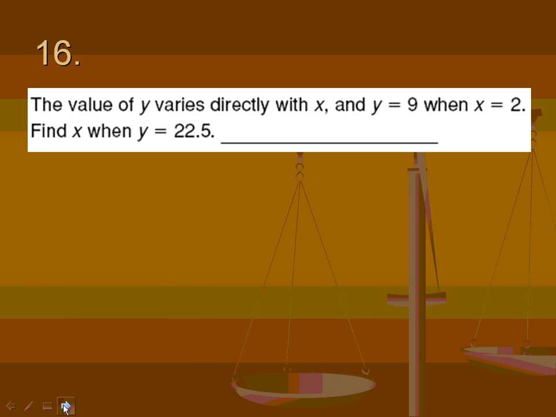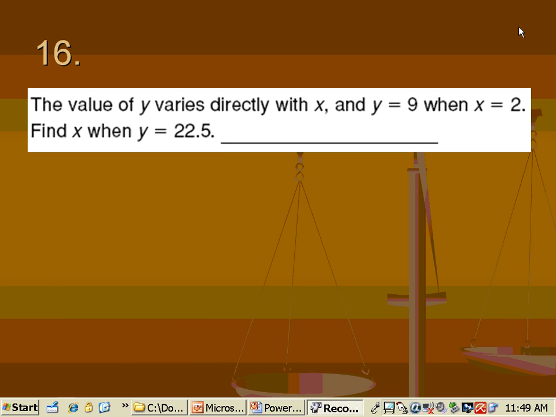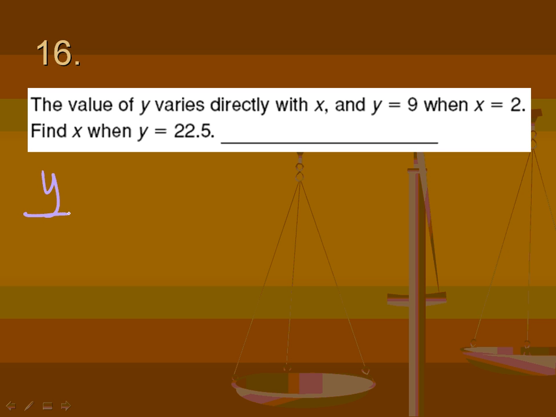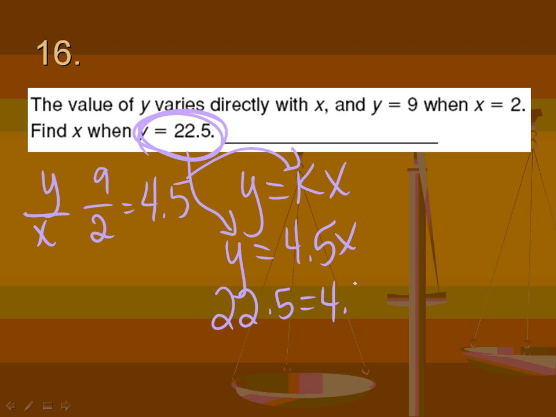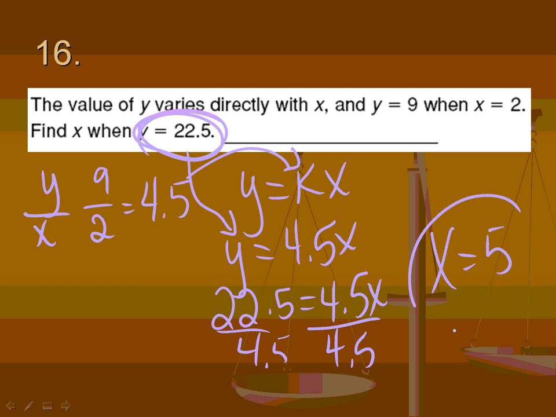All right, number 16. Okay, there's a couple different ways to do this. First, I'm going to do y divided by x. That's 9 divided by 2, which is 4.5. Then I need to put it in the form y equals kx. K is 4.5, so it's going to be y equals 4.5x. Now they gave us the y value of 22.5, so right here I'm going to fill in 22.5 equals 4.5x. Then I need to divide by 4.5, and x equals 5.